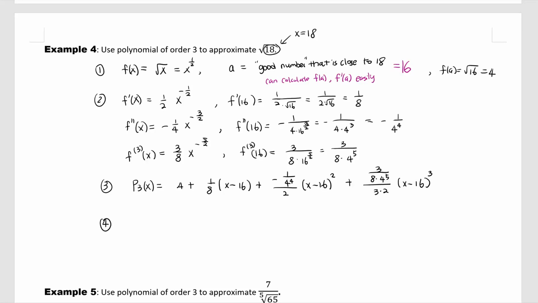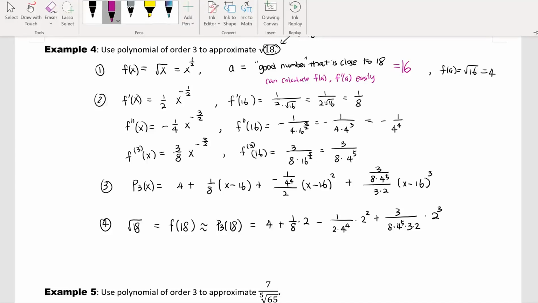Alright. Finally, square root of 18 is approximately f of 18. I want to emphasize what x is. X is 18. So that's P3 of 18. That is 4 plus 1/8 times 18 minus 16, which is 2. And then we have minus 1/4 to the 4th with 18 minus 16 is 2, so 2 squared. And the next term we have 3/8 over 4 to the 5th, 3, and 2, and then this is 2 cubed.